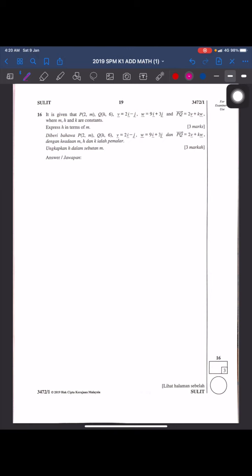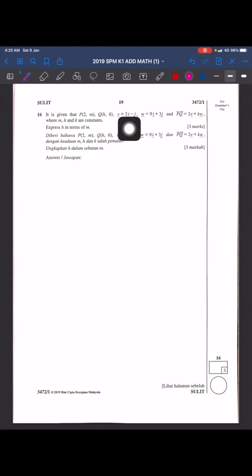Okay, question number 16. It is given that OP equals 2i plus mj, OQ equals hi plus 6j, v equals 2i minus j, w equals 9i plus 3j, and PQ equals 2v plus kw, where m, h and k are constants. Express h in terms of m. Okay, so kita kena tengok balik soalan ni. First kita ada 2 koordinat dan kita ada 3 vektor dalam bentuk vektor.